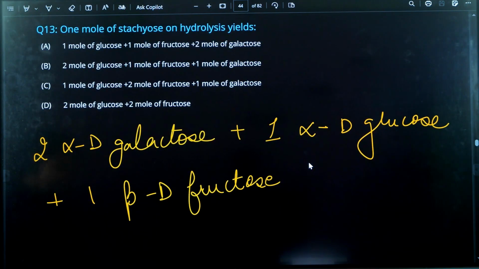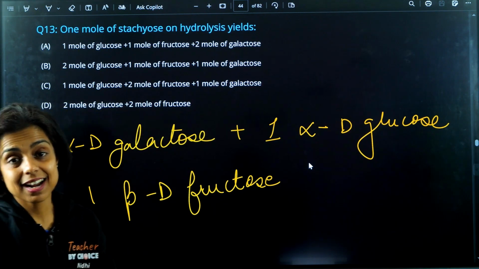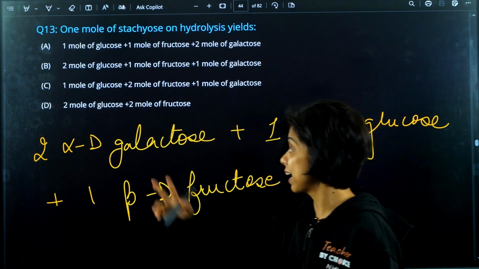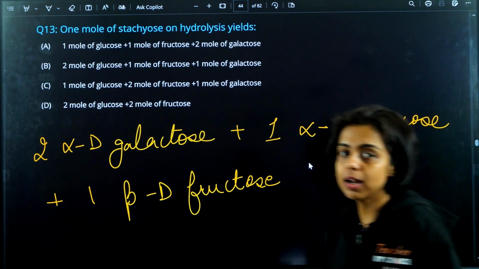Okay, this is something you are supposed to know. Stachyose is a tetrasaccharide, a four-sugar molecule, saccharides that are just joined together: 2 galactose, 1 glucose, and 1 fructose. That is, 2 moles of galactose, 1 mole of fructose, and 1 mole of glucose.